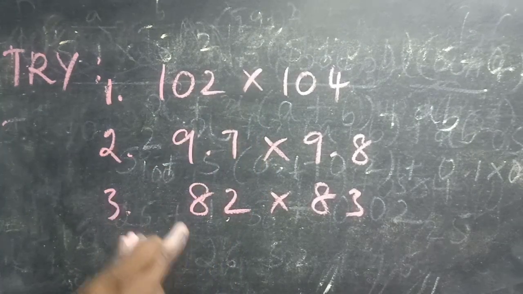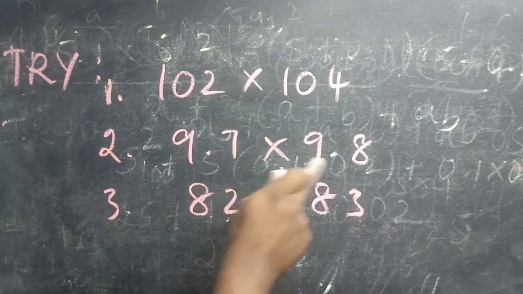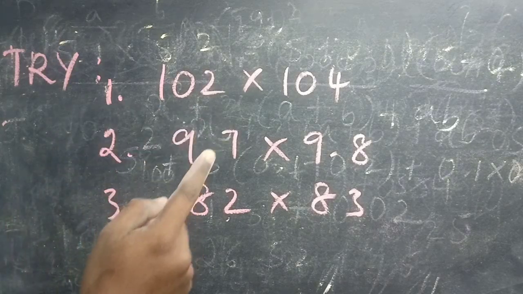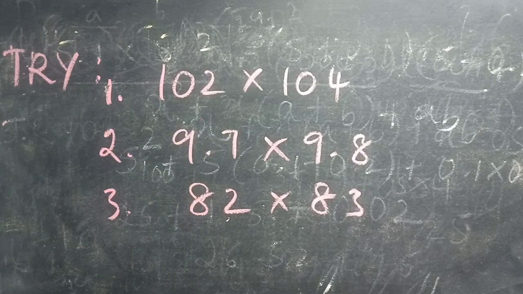Now, students, try a few more questions on your own. 102 into 104. Second question, 9.7 into 9.8. Third question, 82 into 83. Try these questions by yourself and try to find out the solution by using the identity.